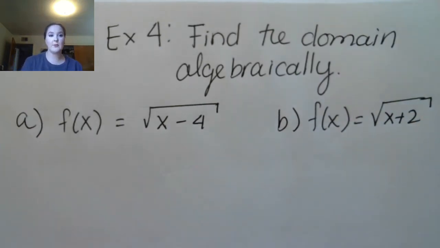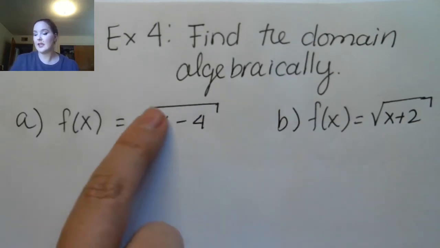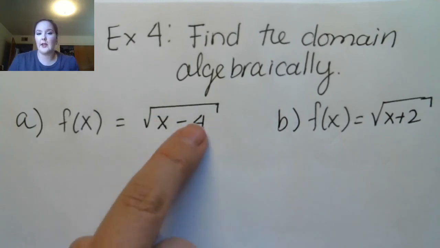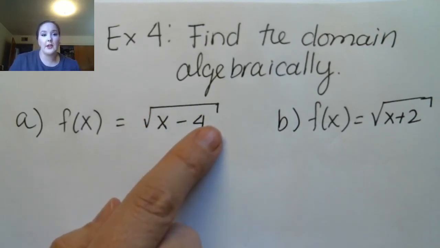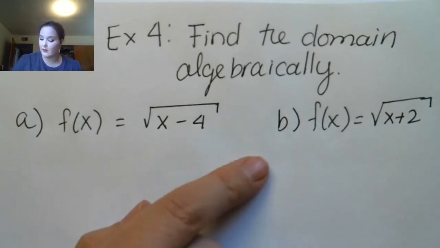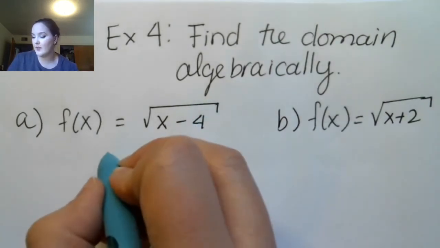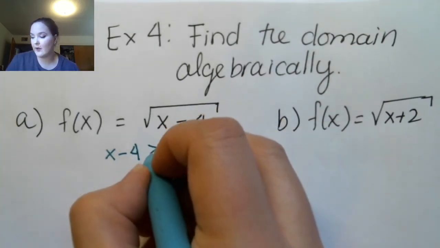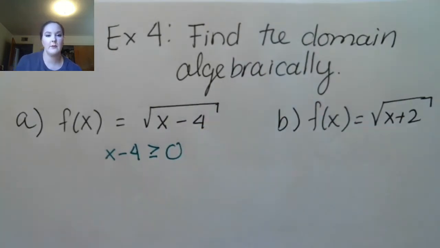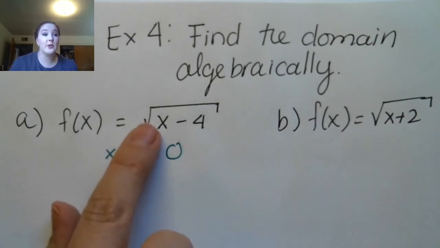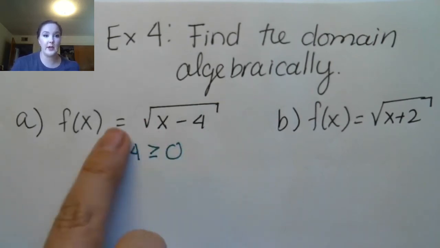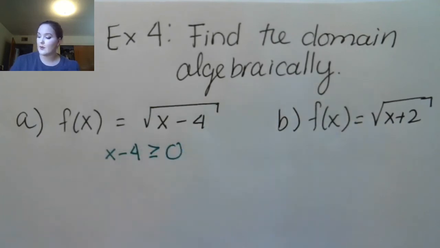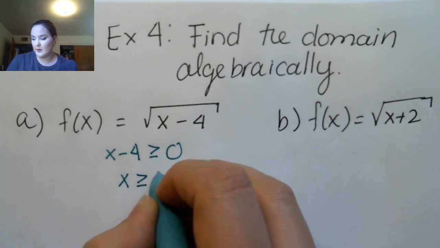Okay, so for these two, they're both square roots, right? So we know that the main thing we're focused on is that the inside of the square root, which is called the radicand, the x minus 4 part, should be a positive number or 0. So how would we say that? The inside part, x minus 4, shouldn't be negative, so it should be greater than or equal to 0. This is coming from the information that when you have a square root, you only want to plug in non-negative values. So this would tell us that x should be greater than or equal to 4.